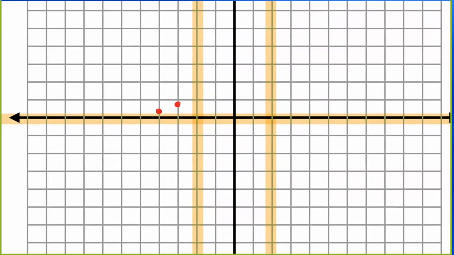At negative 3, we're at 0.8. And then at negative 2, there's an error, right? At negative 1, we're at negative 1.3. At 0, we're at negative 1. And then at 1, we're at 1.